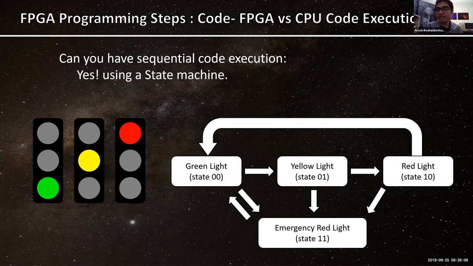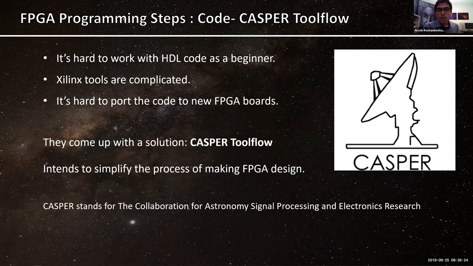You can control how a state transitions to the next state, and what the conditions are. All of these are possible to do in an FPGA too. So maybe writing HDL code, or hardware description language, is difficult for beginners, and the tools that have been provided to do so are complicated.